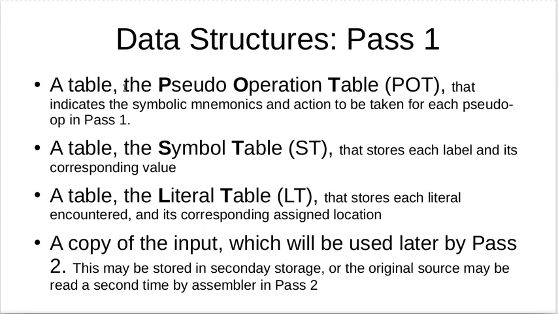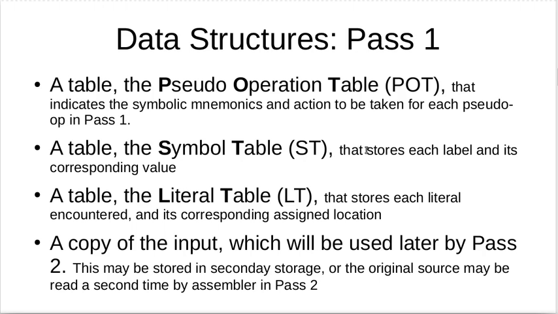Next we have another table which is known as the pseudo operation table, or POT. This table indicates the symbolic mnemonics and the action to be taken for each pseudo operation in pass 1. There are two types of operations, as we had already seen. The first one is a machine operation, the second one is a pseudo operation. So the POT, or pseudo operation table, indicates the symbolic mnemonics and corresponding action for the pseudo ops.